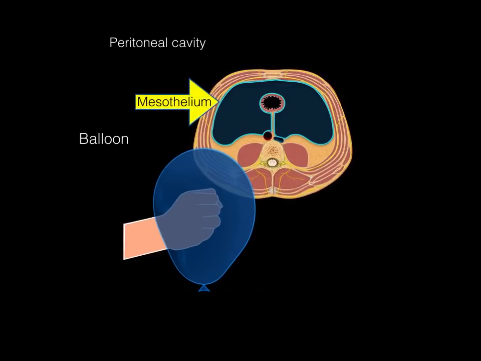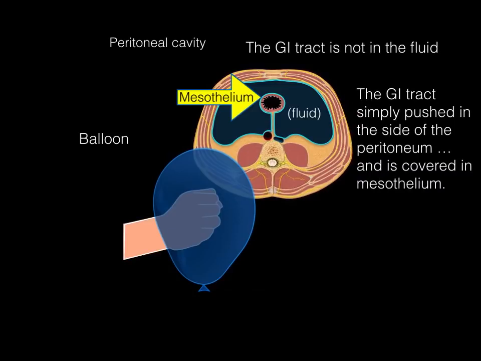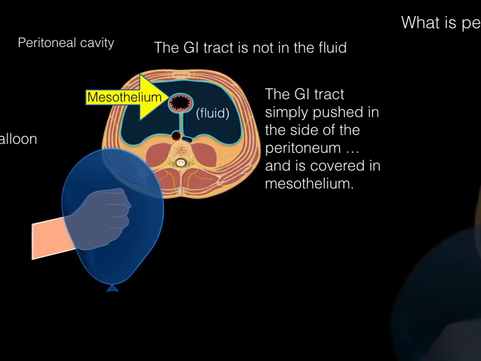Well, there's our mesothelial tissue lining the outside, and then notice the peritoneal fluid. The GI tract is not in the fluid. The GI tract simply pushed in the side of the peritoneum and is covered in mesothelium, much like a fist in the side of a balloon.